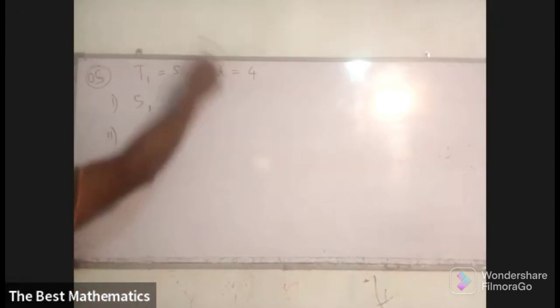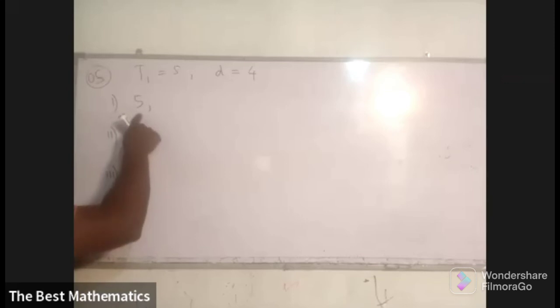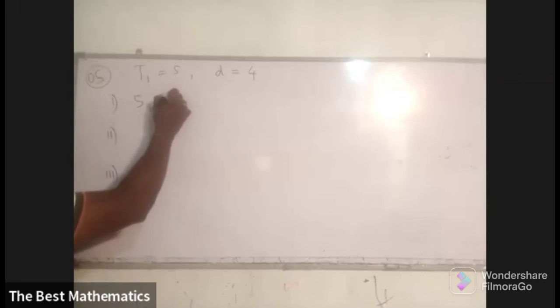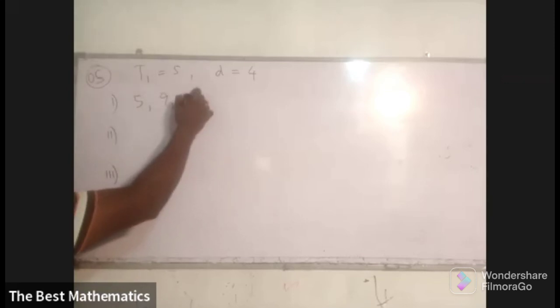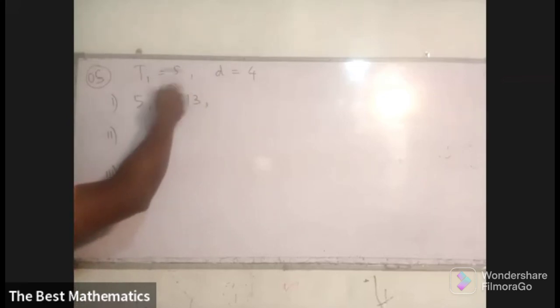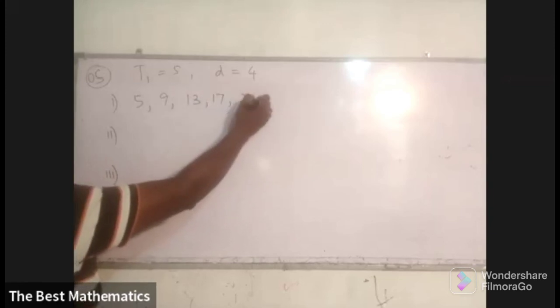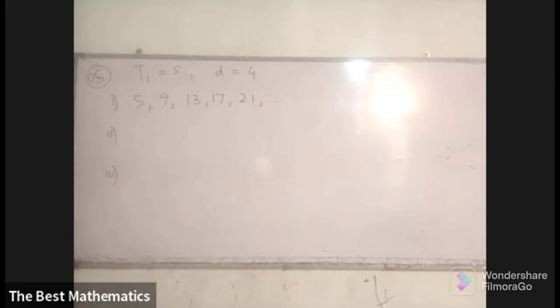Second term, add 4 to the previous term, the first term. 5 plus 4 is 9. Add again 4, 13. Add again 4, 17. Add 4, 21. These are the first 5 terms of this number pattern.